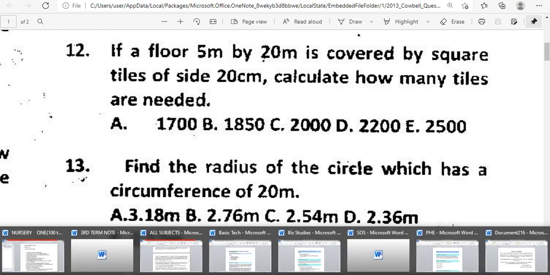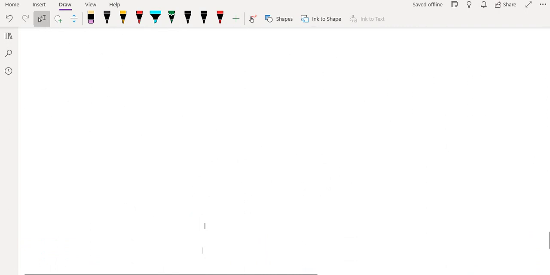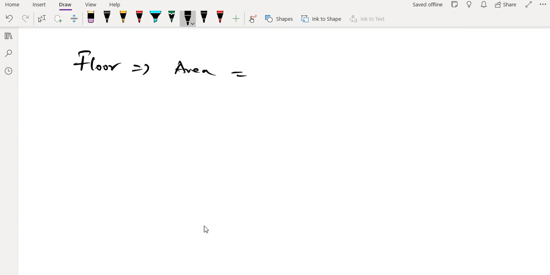Let's solve so we won't take all the time. For the floor, the area is 5 meters by 20 meters, and that gives us 100 meters square. Okay, for the tile now, everything said is important.